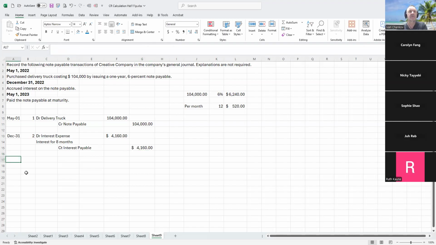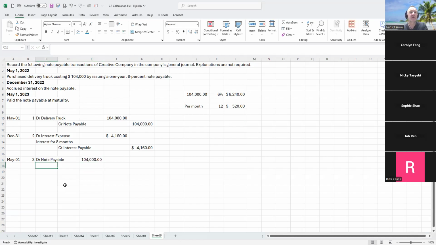Now, let's do one more entry on May 1st. What are we going to do first? Debit the note payable. Let's get rid of the note payable. We're going to pay it in total, right? How much is that? 104.